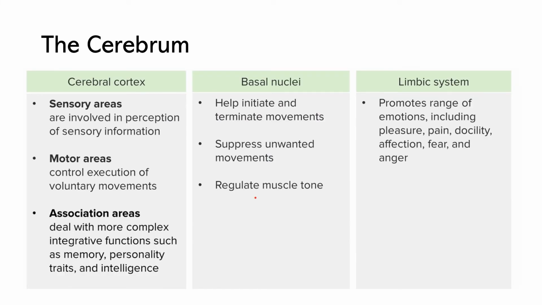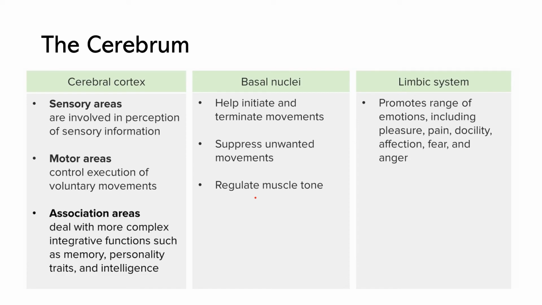So in summary, our cerebrum is going to contain sensory areas that are involved in perception of sensory information, motor areas that are involved in control of execution of voluntary movements, and association areas that are going to deal with the more complex integrated functions like memory, personality traits, and intelligence.